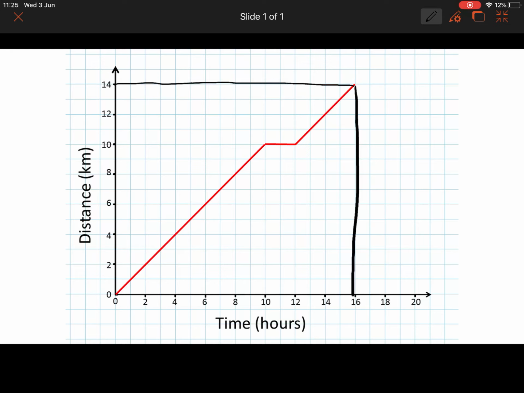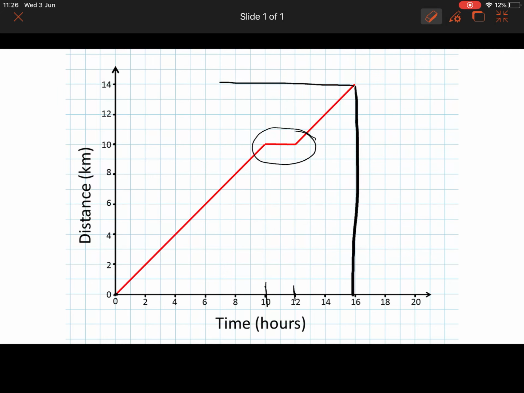We can see here that they took a rest. Okay, so this stationary part of the graph, they were stationary from hour 10 until hour 12, so they rested for 2 hours, in which they were totally stationary when they were 10 kilometres away from their starting point. Okay, but we can also analyse the speed at which they were travelling, or their average speed of travel.